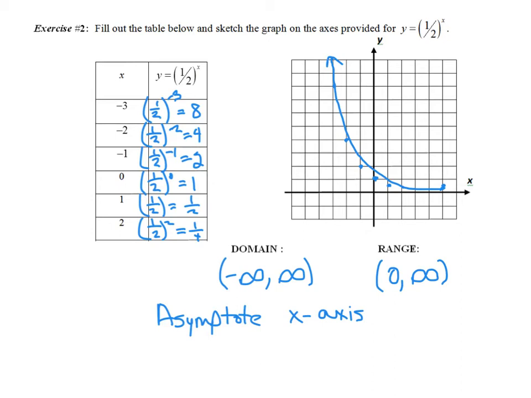We can call this graph a decreasing function. If we look at the graph, we see that it goes downhill instead of uphill. It's going to be important for us to be able to recognize which ones are going to be decreasing functions and which exponentials are going to be increasing functions.